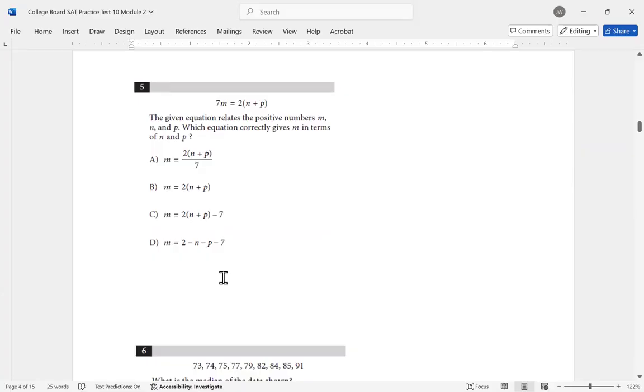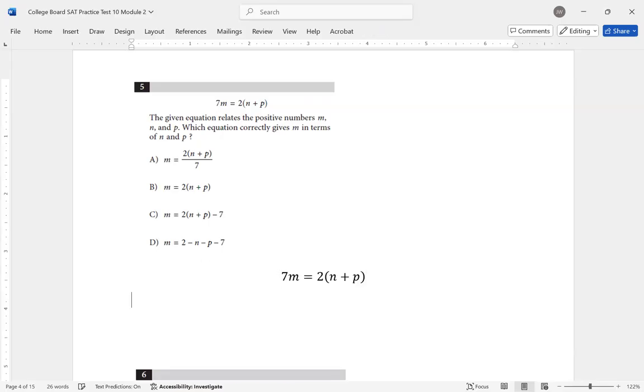Question 5. The given equation relates the positive numbers m, n, and p. Which equation correctly gives m in terms of n and p? So the only thing we're doing here is solving for m. Gives m in terms of n and p just means solve for m. And actually, it's almost already solved for us.